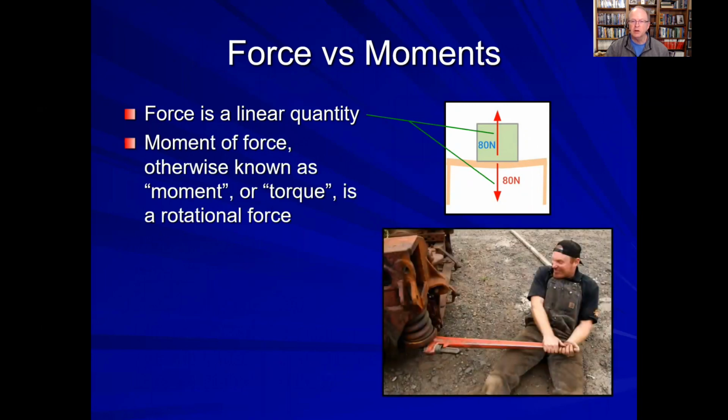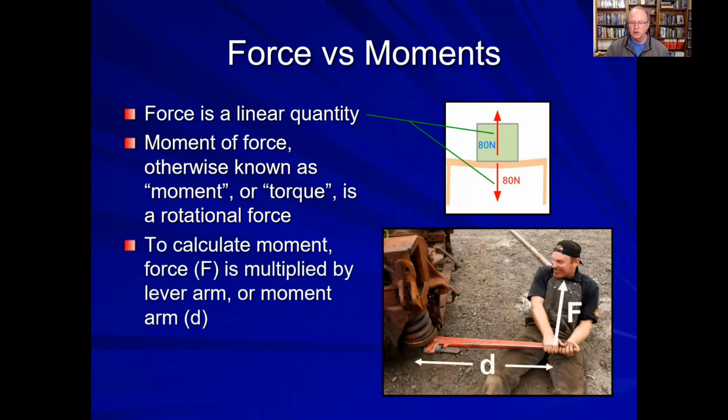But when we start talking about a moment of force, abbreviated in the international biomechanics community as a moment, or a torque in other fields, this is going to be a rotational force. So to calculate the moment, we first must know the force. So here's the force of this mechanic pulling on this very large wrench across its moment arm or lever arm, which is D, and force times lever arm or moment arm is going to equal the moment, F times D.